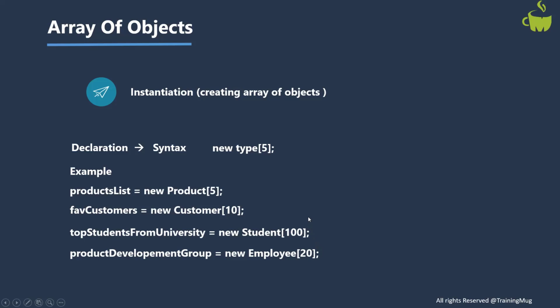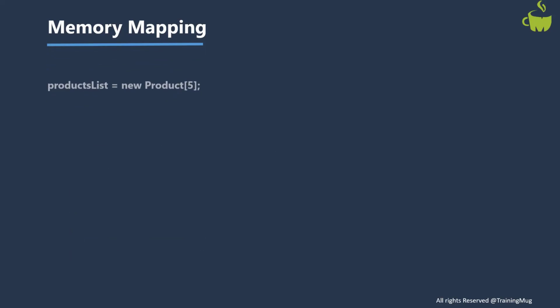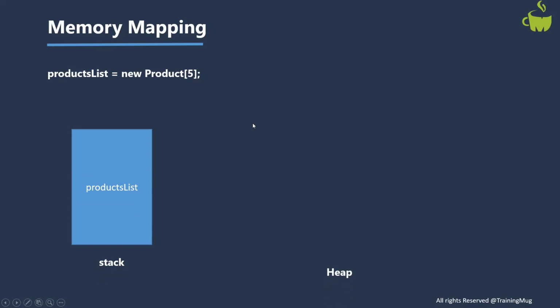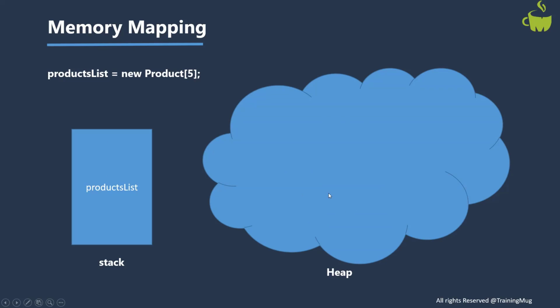Now the question comes: is it going to create 5 objects automatically, or what values is it going to have? Let us understand that with memory mapping. First, we need to understand what actually happens whenever you create productList is equal to new Product[5], what array gets created, and what its default values are. If you understand the same memory management that we discussed previously, let us assume that productList is created on the stack, which is a reference that points to an array which will be created on the heap.